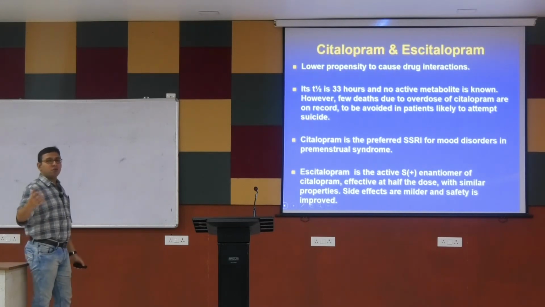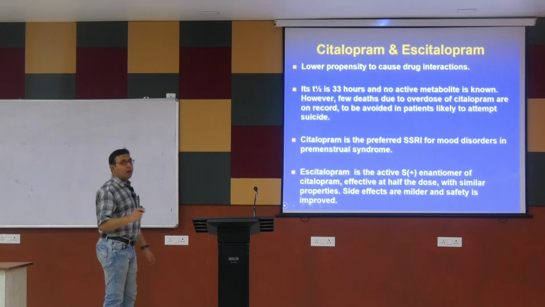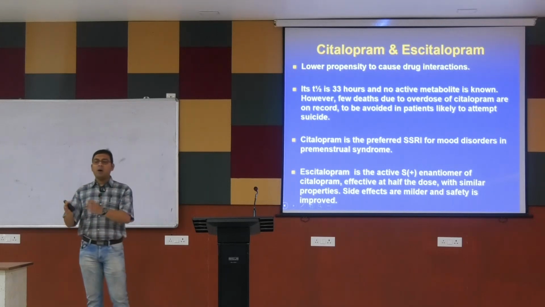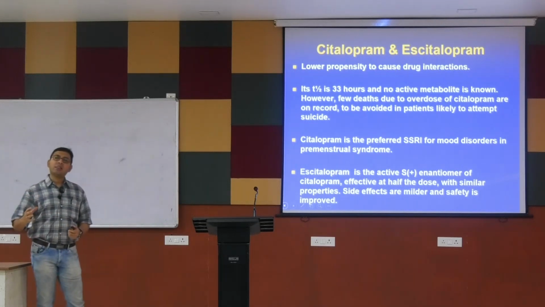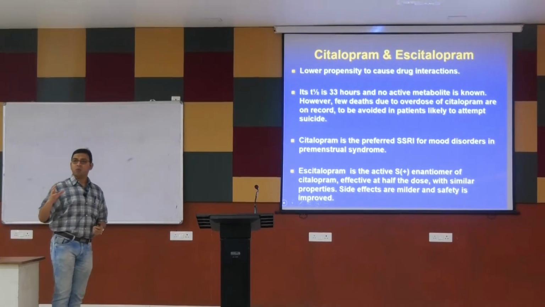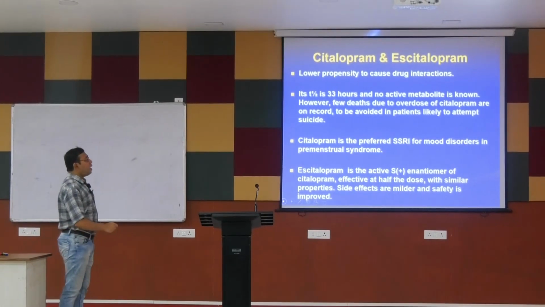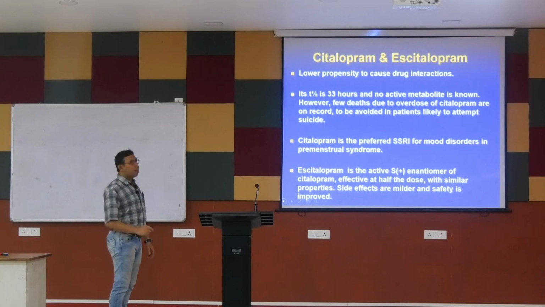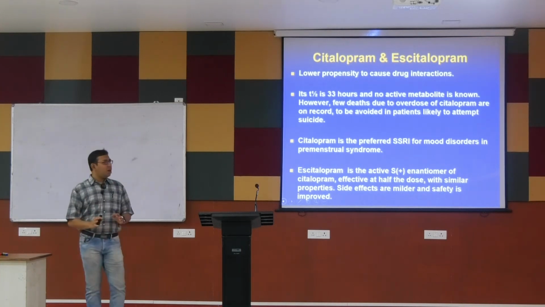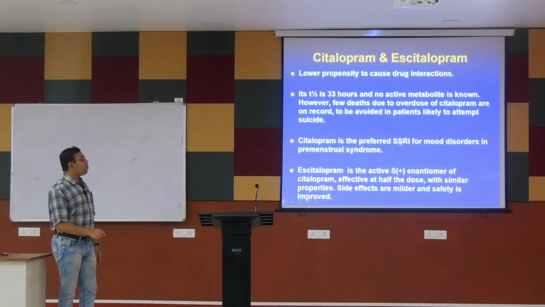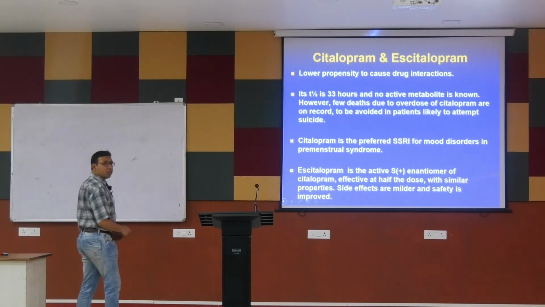Citalopram and its congener escitalopram are most commonly used in our country nowadays because of their lesser side effects and lesser interactions with other drugs and foods. T-half is 33 hours, and again it is used once daily. Overdose is very unlikely. It is the preferred SSRI for mood disorder in premenstrual symptoms.